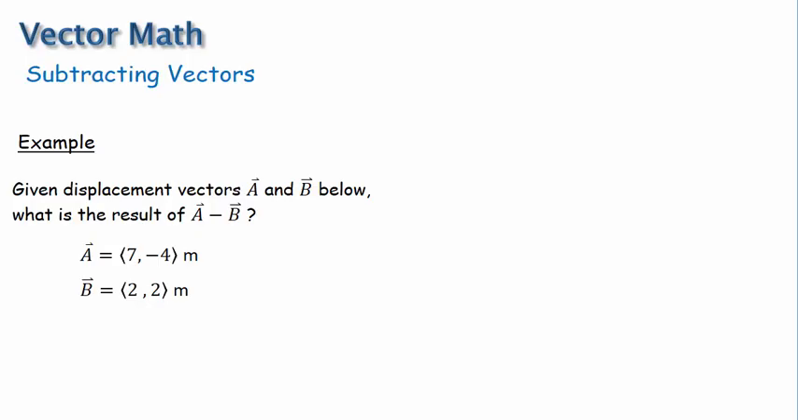Let's do this numerically first. Based on the subtraction rule just stated, we want to add the negative of vector b. The vectors are already in Cartesian form, so we don't have to worry about converting them like we did in the original example. So following the subtraction procedure we were just given, a minus b is a plus the negative of b. And then writing in the vector components, we get this. And so the x component is 7 minus 2, or 5, and the y component is -4 minus 2, or -6. So the final answer then is 5 minus 6 meters.